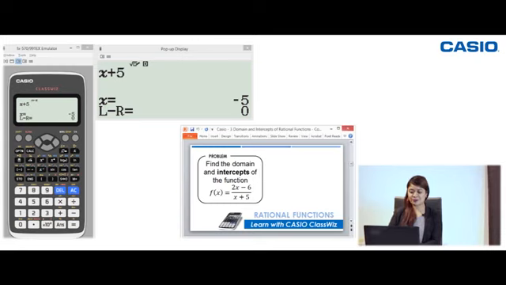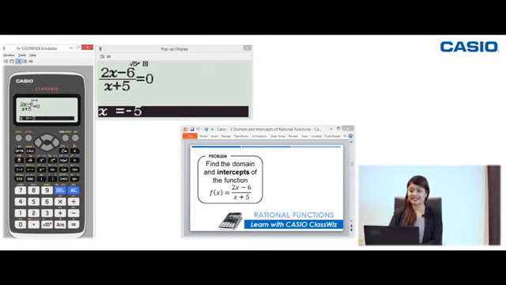In this case, press AC to clear our screen, and we input our function, 2x minus 6 all over x plus 5, and we set this equal to 0. We can press alpha calc to have an equal sign and 0. We can solve by pressing shift, solve, and press the equal sign. We have x equals 3. So this is the value of x that makes our function equal to 0. And this is our x-intercept.